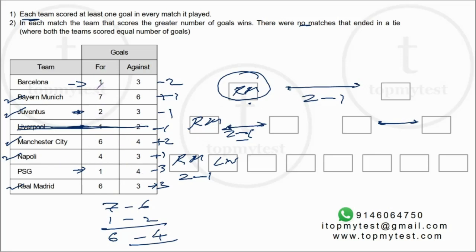So you cannot have Bayern Munich playing against Real Madrid in the second round. So Bayern Munich will be in the opposite half.